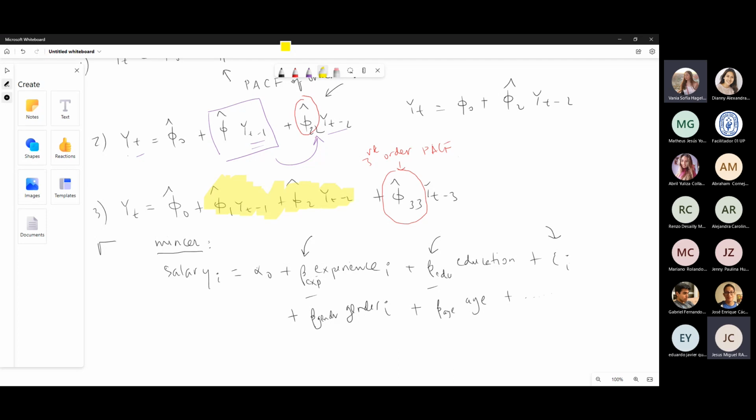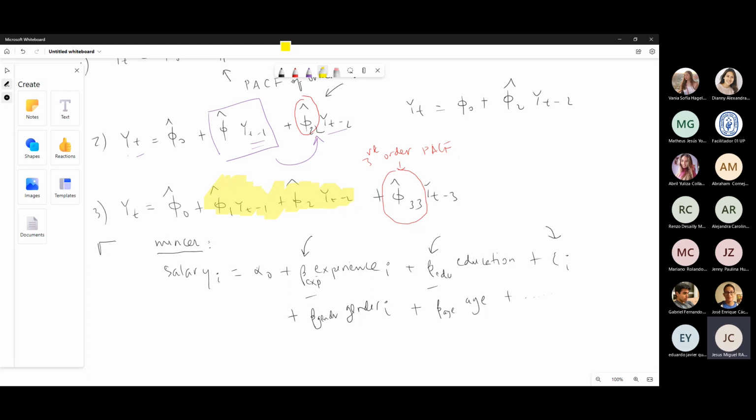We're controlling. Como variables instrumentales, así. I wouldn't call them instrumental variables because these guys are not instrumental variables. Those are the variables that influence the salary.